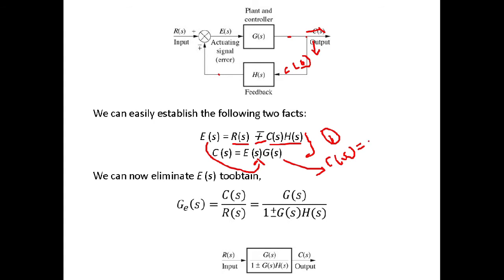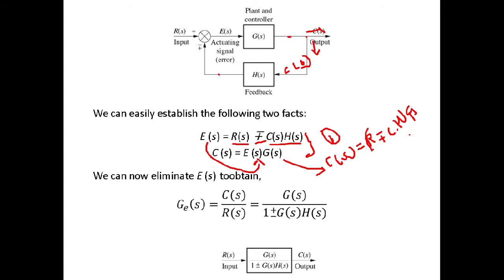So let me just put the equation right for you, that is C(s) is nothing but E(s), that is R, I am writing as term, so R minus or plus C into H, okay, and this is whatever the value of E, and then G.